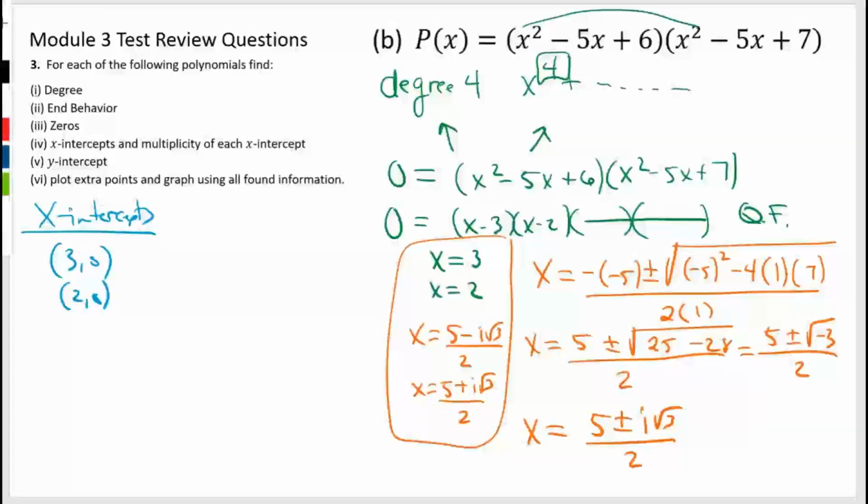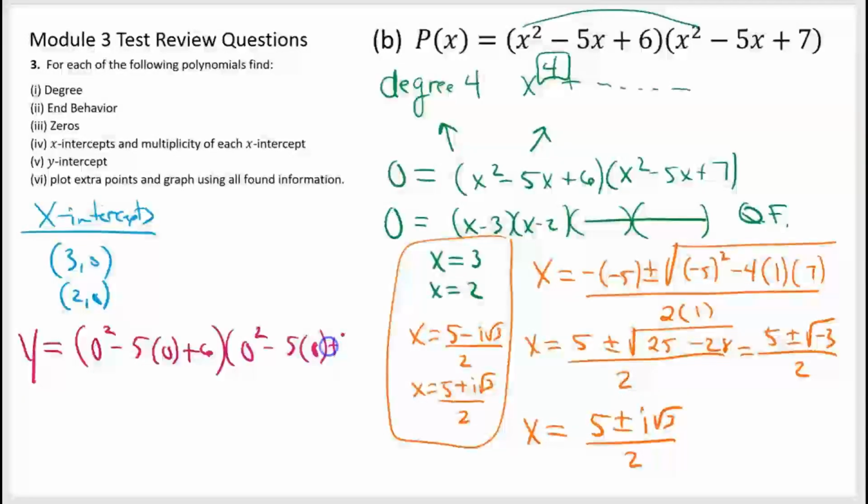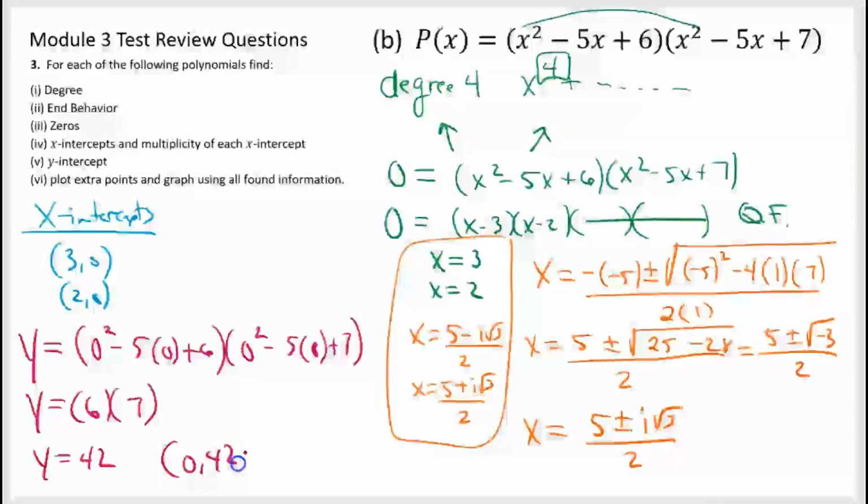What about y-intercepts? Y-intercepts are always the easy guys to find, right? So let's easy peasy this and plug 0 back in at the top. So it's y equals, instead of writing p of x equals, I'm just going to write y equals, and that's 0 squared minus 5 times 0 plus 6, which happens just to be 6, and then 0 squared minus 5 times 0 plus 7, which is just 7. So y is equal to 6 from the first polynomial and 7 from the second. And this is a trinomial times a trinomial, so y is 42. So (0, 42) is my y-intercept.